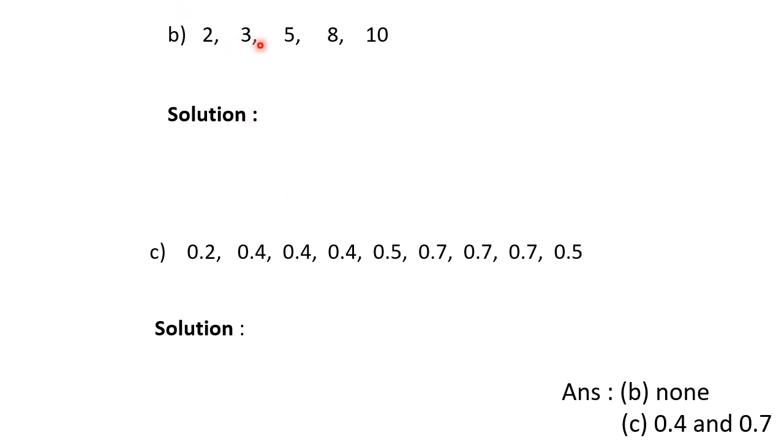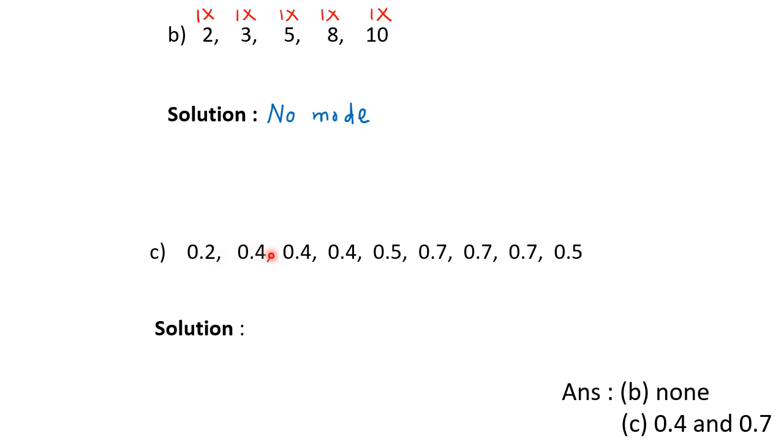And then next for question B. So we have 2, 3, 5, 8, 10. So how many that occurs most? So 2 only once, 3 also once, 5 only once also, 8 and 10 also only once. So obviously there is no mode for question B. And then next for question C.